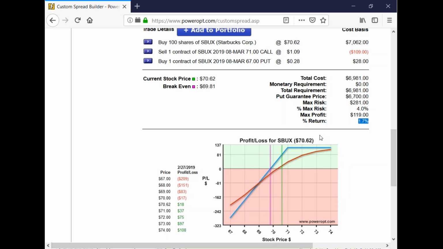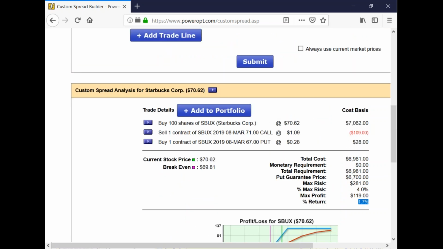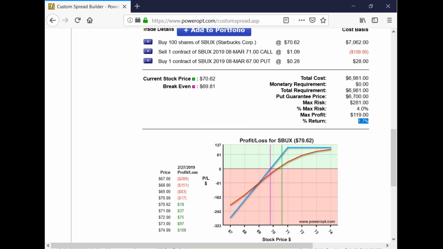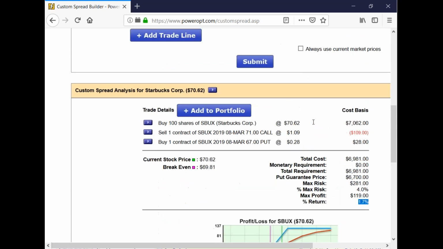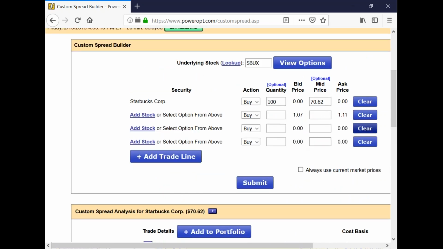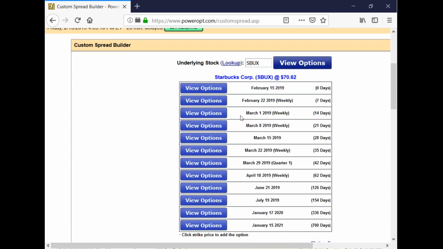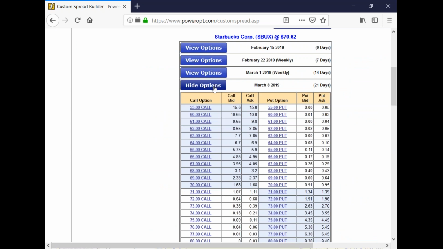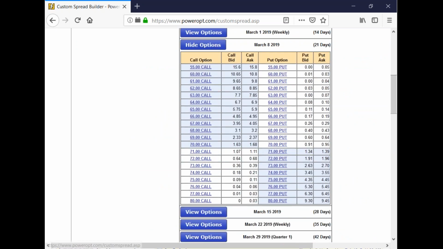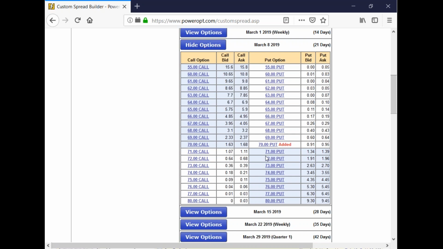Is there a way to construct a standard collar that we're talking about here where the maximum profit is greater than the maximum risk? The answer is yes, but the probability of getting closer to that maximum profit is really small. This would be known as a debit collar or an out-of-the-money collar. We take the same stock at the same price. We'll instead go 21 days out again, and I'm going to buy a 70 put right at the money, and we're going to sell a 73 call.